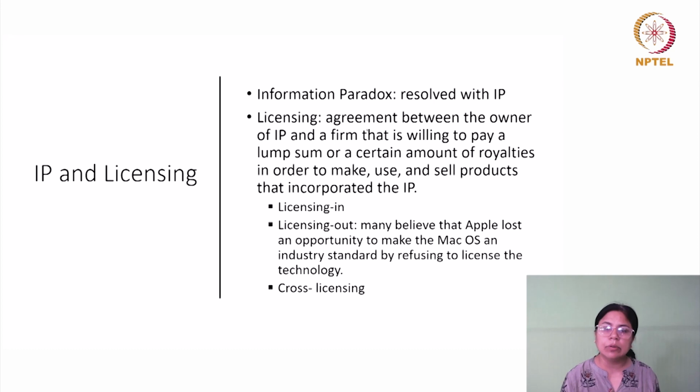Apart from that, when we look at licensing, it is an agreement between the owner of the IP and the firm which is willing to pay a lump sum. The agreement may involve either a payment of a lump sum amount or a certain amount of royalties in order to make use of and sell the product. Here we are talking about technology licensing. That means the ownership still remains with the patent holder.